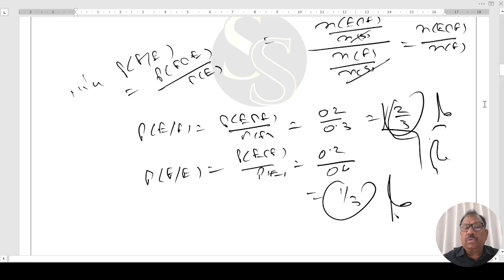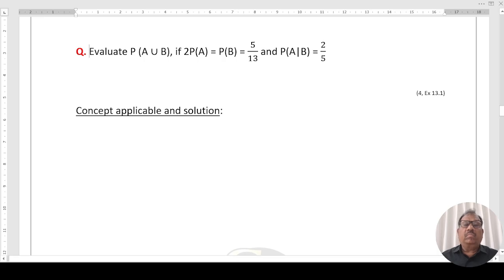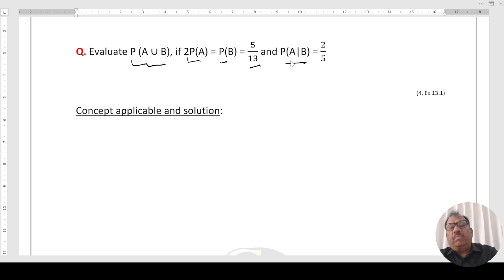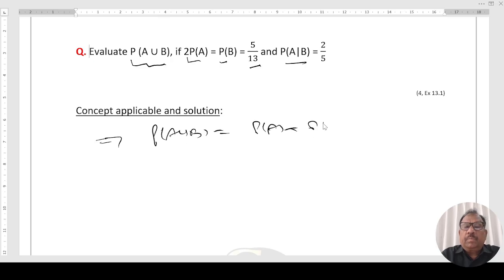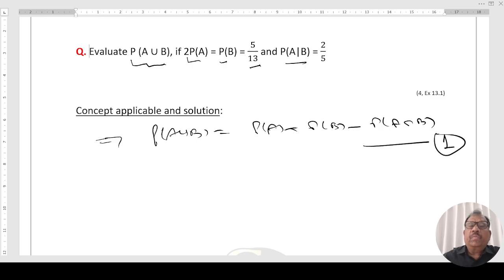Right? Next question. Let P(A union B). If 2P(A) equal to P(B) equal to 5 by 13, P(A|B) is given as 2 by 5. Simple. We have to find P(A union B). That is P(A) plus P(B) minus P(A intersection B). This is equation 1. Right?